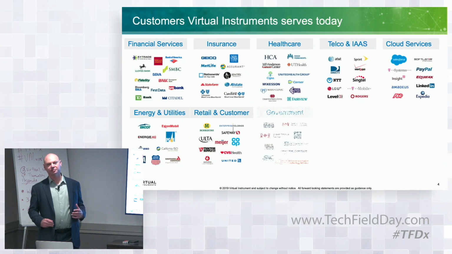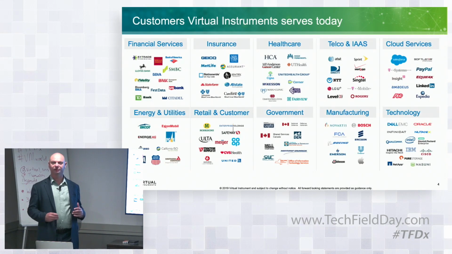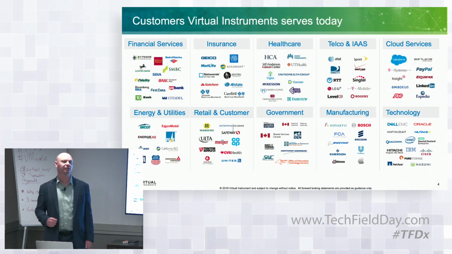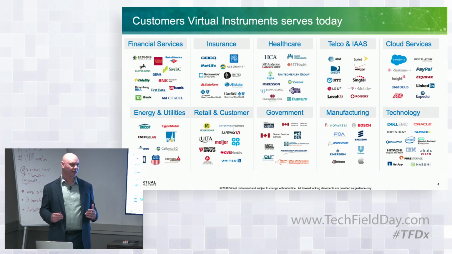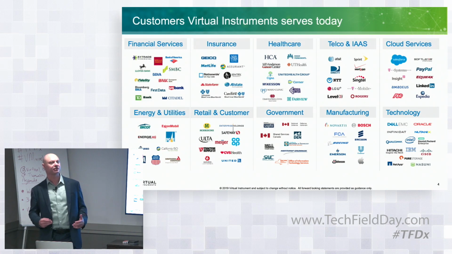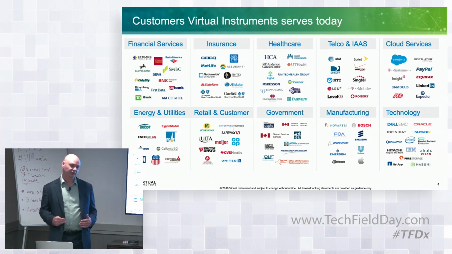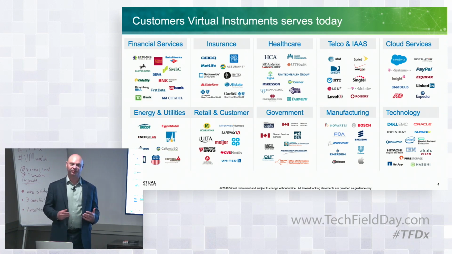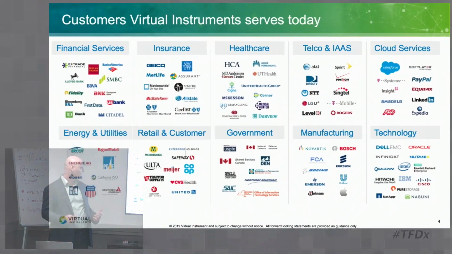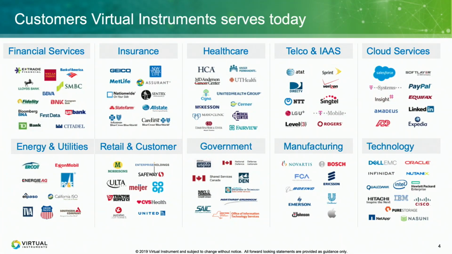So today, Virtual Instruments is really represented across every segment in the industry. We still have tremendous strength in financial services and insurance. Healthcare has become an increasingly important vertical as the move to electronic records has increased, and the performance issues that they've suffered during that movement. Our largest segment today is in fact cloud services. So you can see some of the well-known names up there. But we're represented in pretty much every segment.